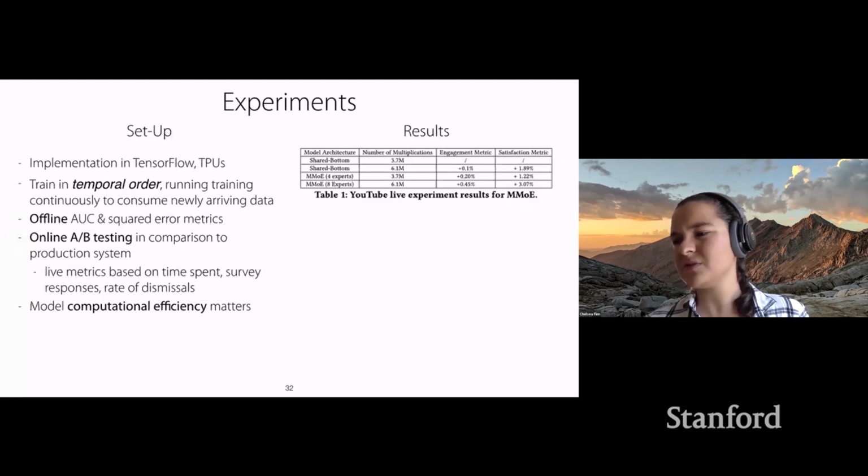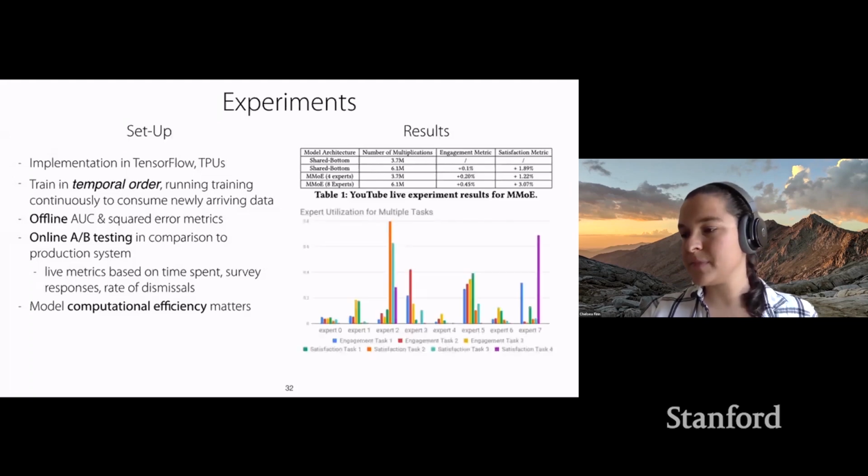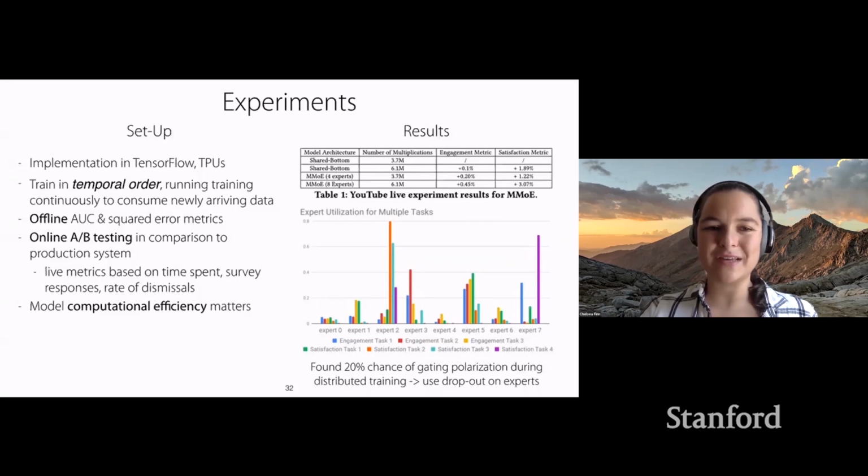And the results, they found that with this multi-gated mixture of experts model, they were seeing pretty significant increases in engagement and satisfaction based on the candidates that were ranked from this algorithm. And they also found that different experts were used in diverse ways for different tasks. So for example, expert 7 was used a lot for satisfaction task 4, and expert 2 was used a lot for satisfaction task 2 and satisfaction task 3. Okay, cool. So that's a real world example of a multitask learning system.